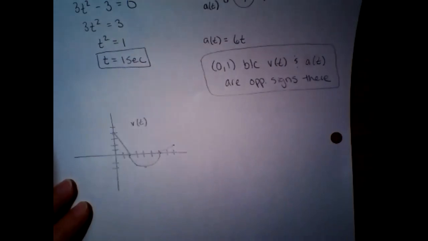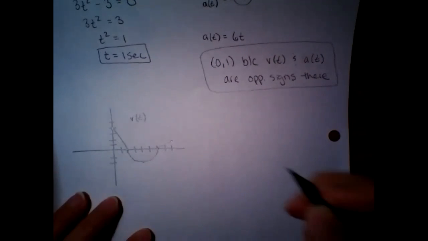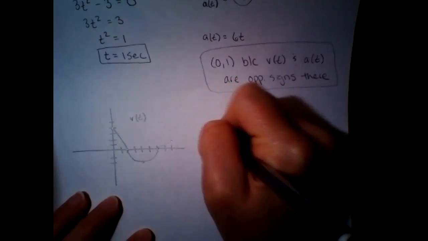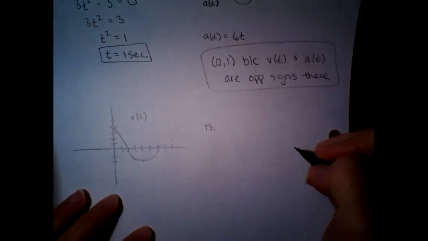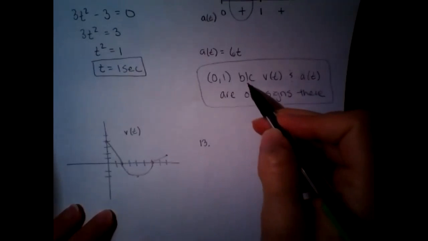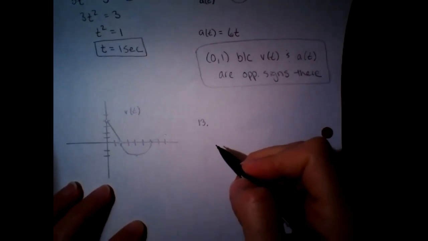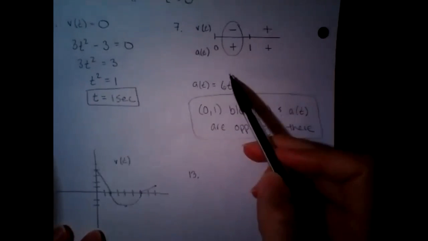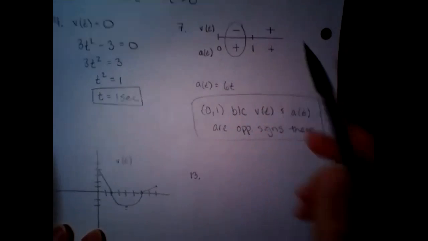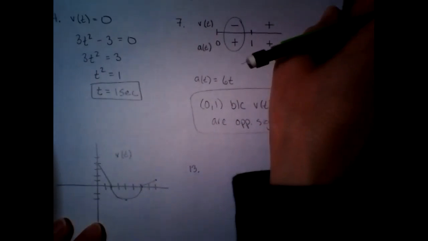All right, so this is the graph of velocity, and 13 is asking, where is the speed increasing? So it's kind of what we were talking about here. This one said slowing down. Speed increasing is speeding up, but we're going to do the same thing. We're going to make a number line for our velocity and acceleration and compare the signs.